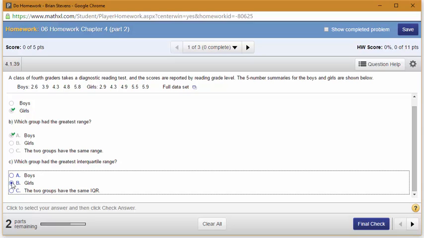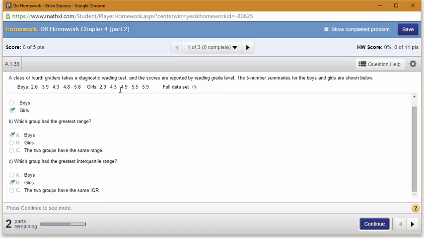And if I were to interpret the median for the girls, I would say the 50th percentile of reading grade level for girls was 4.9. I could go even further and say this means 50% of girls scored above this and 50% of girls scored below 4.9. Important to interpret it in context of the problem.